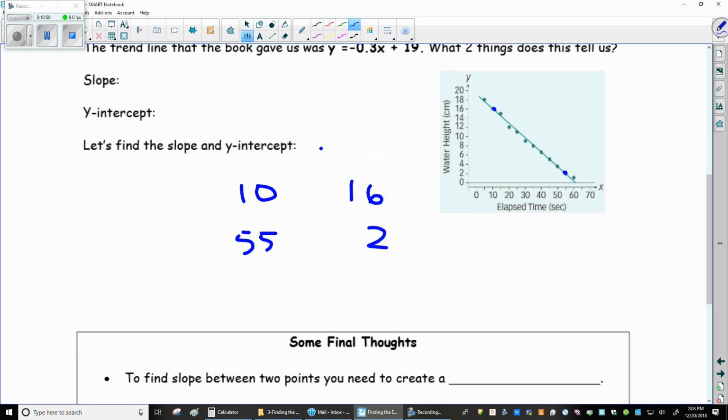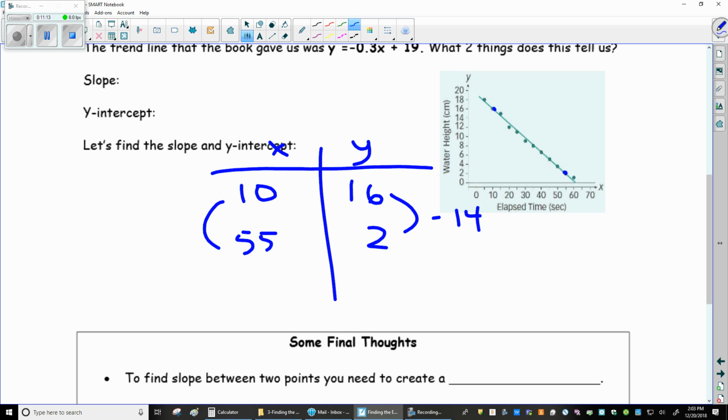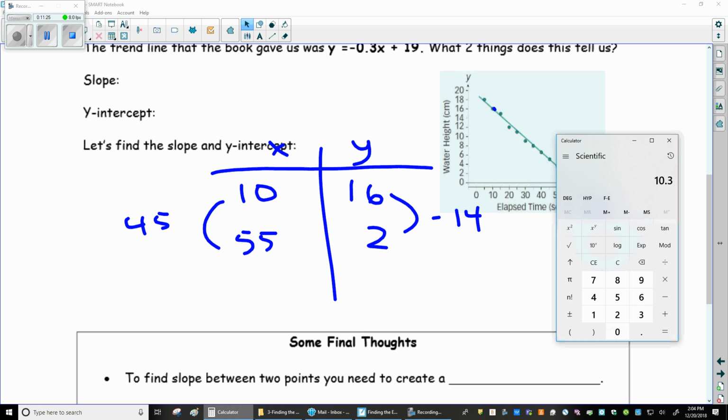All right, so again, all I'm going to do is make a table. I'm going to go back and find my y-intercept in a second, but let's find the slope first. So that is going to give me negative, obviously. How much? 14. And this is going to give me 45. So if I wanted to make a slope out of that, I get negative 14 over 45, which I have no idea what that is. They got 0.03. Let's see how close we can get.